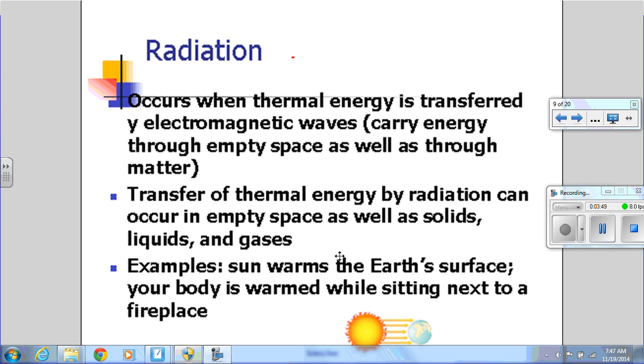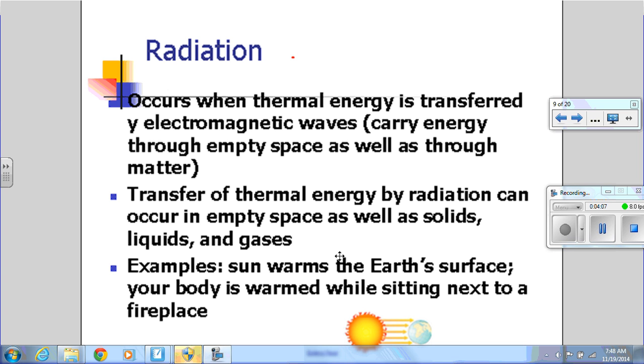The transfer of thermal energy by radiation can occur in empty space. And radiation can occur with solids, liquids, or gases, so it can occur in all three states of matter. A perfect example of radiation is when the sun warms the Earth's surface. That would be an example of radiation.